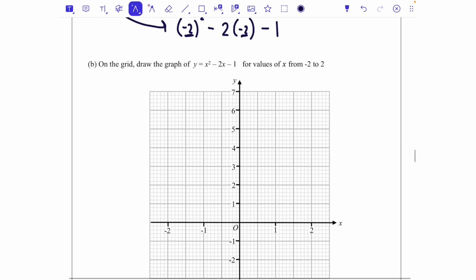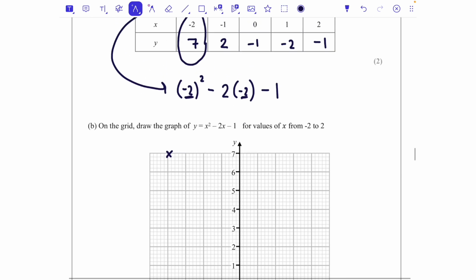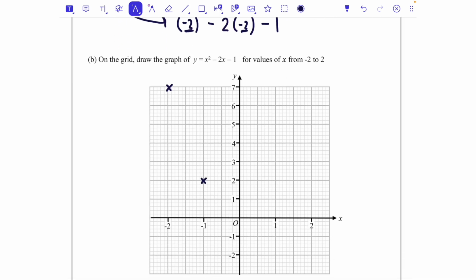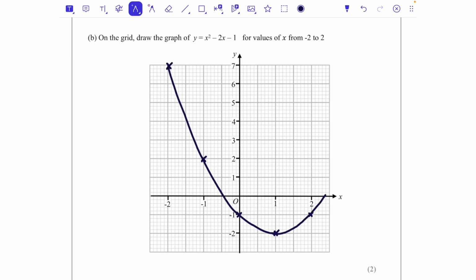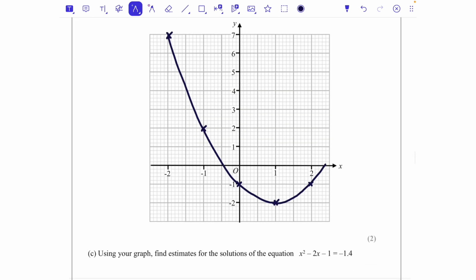So minus 2, 7 is up here, minus 1, 2. We've then got 0, minus 1, 1 minus 2, and 2 minus 1. This is a quadratic graph, so we're going to draw it with a nice smooth curve, like that, and back up here. And it would continue on, but we don't need to go beyond that. That's all we've been asked to draw.